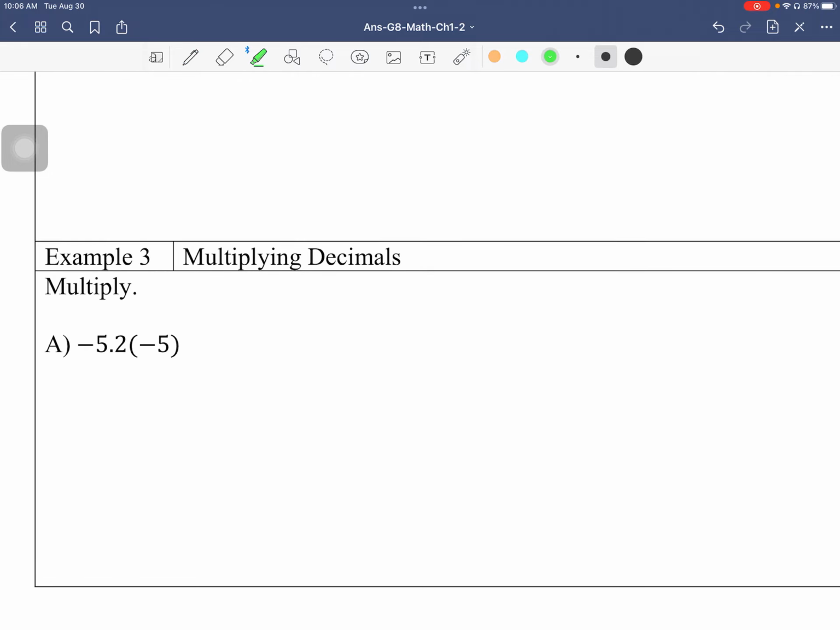Okay, so now we have to multiply negative times negative, and so the same sign becomes positive. So 5.2 times 5. 5 times 2 is 10. 5 times 5 is 25. So this is positive 26.